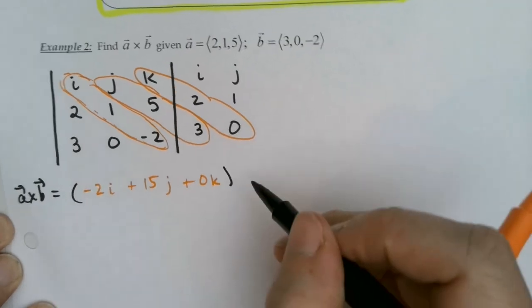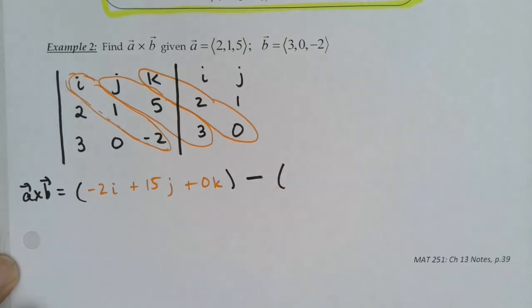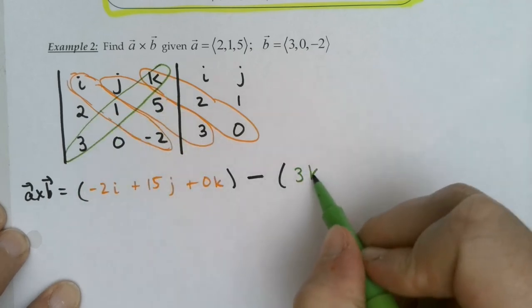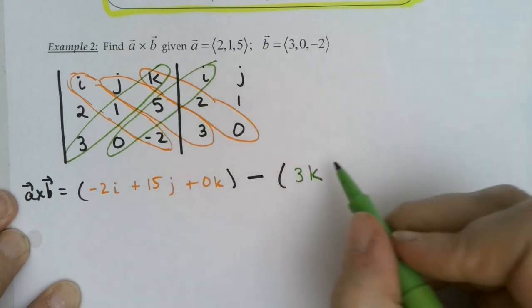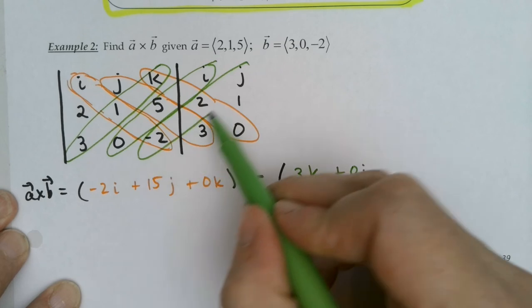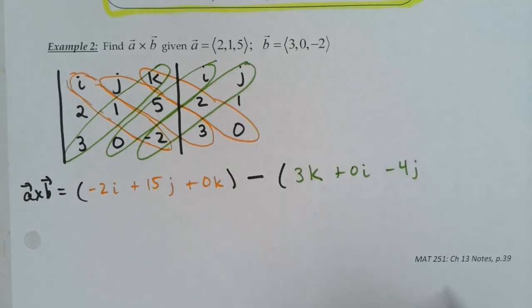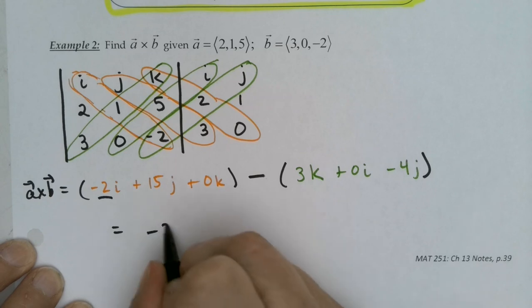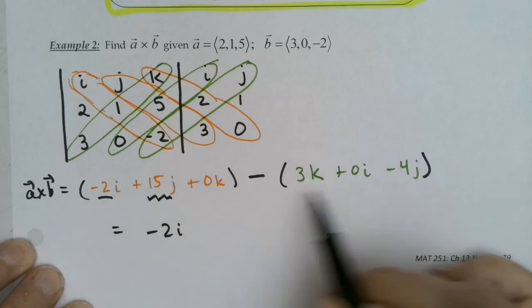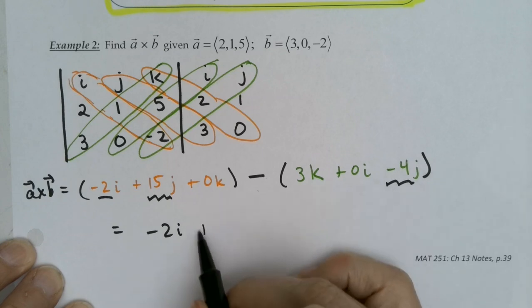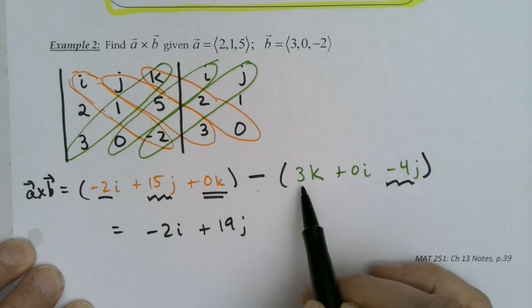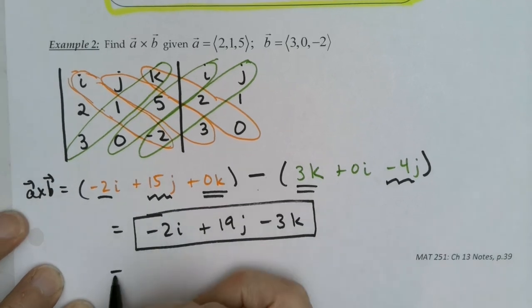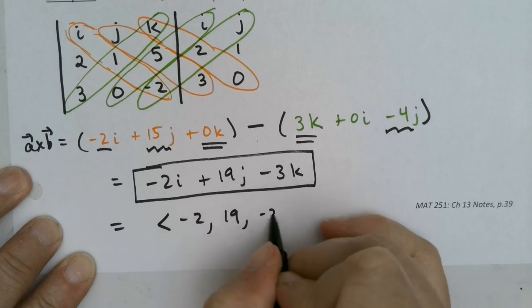So that would be that piece minus, because the whole back half gets subtracted, right, since all of them are negative. So it'll be 3k, 0i, 4j. All right, so putting things together, -2 and 0 makes -2i. 15j minus a -4 is +4, so that'd be 19j. And then 0k and -3 makes -3k. So this is the correct vector. If you want to put it in the bracket notation, it'd be -2, 19, -3.